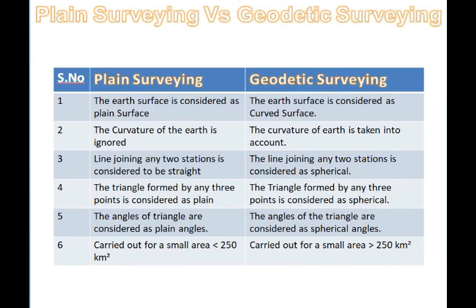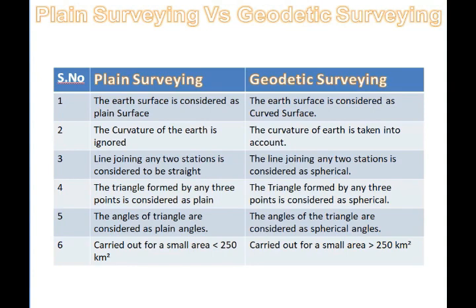In plane surveying, I'll just read out the plane surveying part first. The earth or the surface is considered as a plane surface. The curvature of the earth is ignored. The line joining two stations is considered to be a straight line, and a straight line means it doesn't have a dip. It doesn't dip down because of the curvature of the earth.